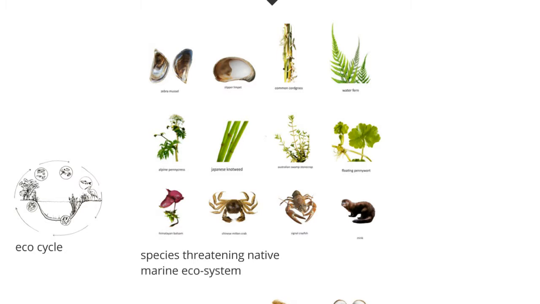The alien plant species are perhaps of even more concern. The Japanese knotweed, the alpine pennycress, and the Himalayan balsam are particularly rampant in British waters.